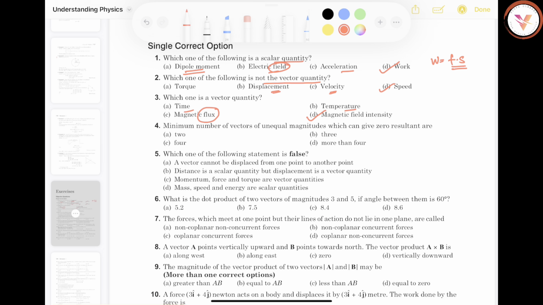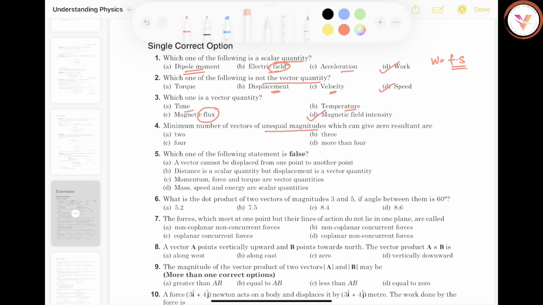Next is the minimum number of vectors of unequal magnitude which can give zero result. So they have mentioned unequal magnitudes. If they're equal magnitude, then you need two vectors in opposite direction. Two vectors of equal magnitudes might have opposite direction. Equal vectors have equal magnitude and equal direction. Now they said unequal vectors.